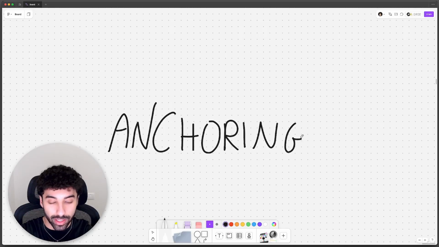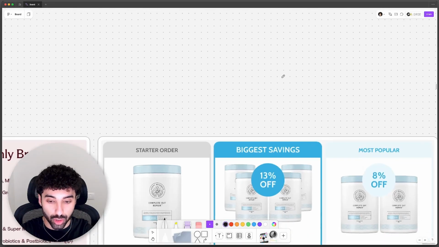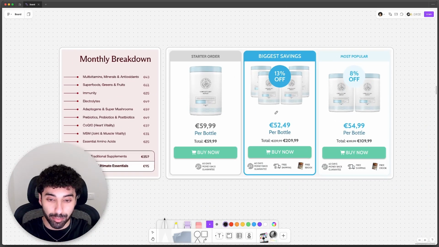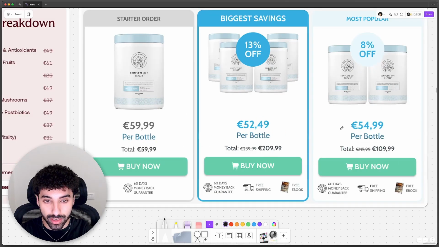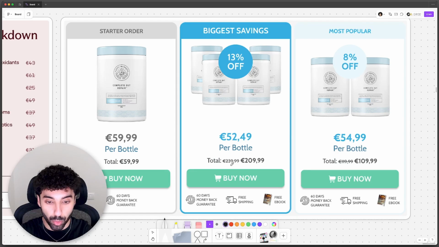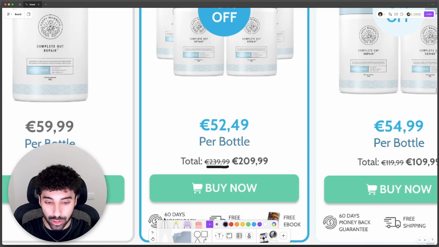You can anchor in a lot of different ways. There's the simplest way of doing it, which is just comparing a price, having the actual price and the compared price. If you're running on Shopify, you know what I'm talking about. So the easiest example would be this buy box from Happy Mammoth. The total value of the bundle here would be 240 euros, but the actual value they're selling it for is 210. So this is the simplest example of price anchoring.